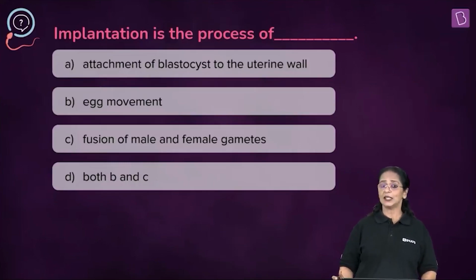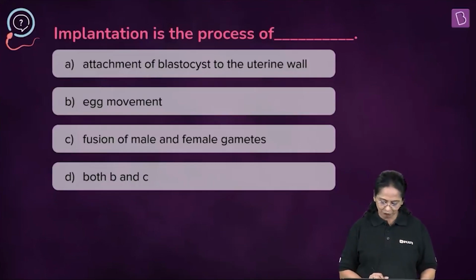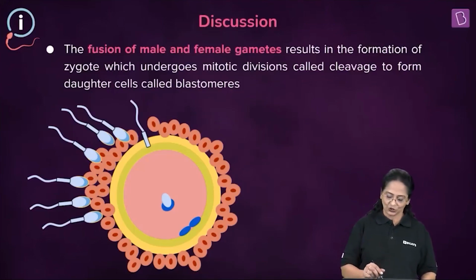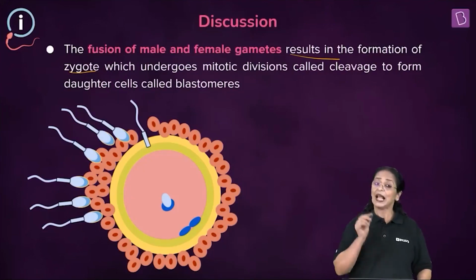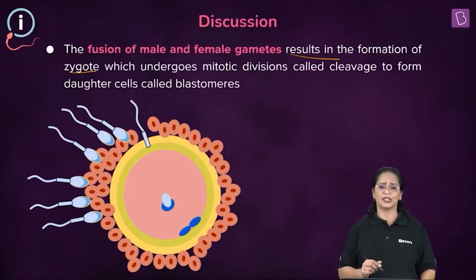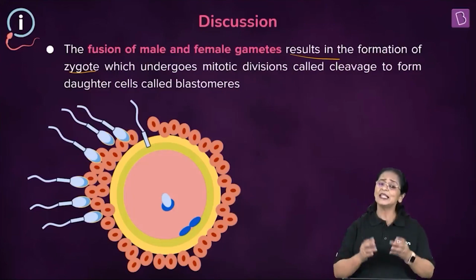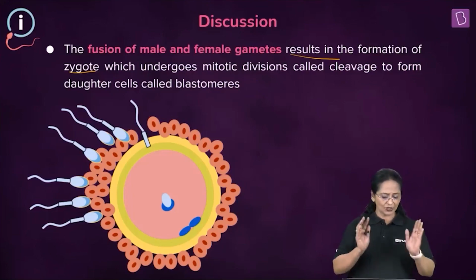Well, to get the right answer, I'm going to start the story from the beginning. Now, the fusion of the male and the female gamete is called fertilization. Correct? This results in the formation of a diploid zygote. And this diploid zygote undergoes repeated mitotic divisions, and these daughter cells that are formed are called blastomeres. Now, there is a reason why I'm telling you this. So, keep this in mind.